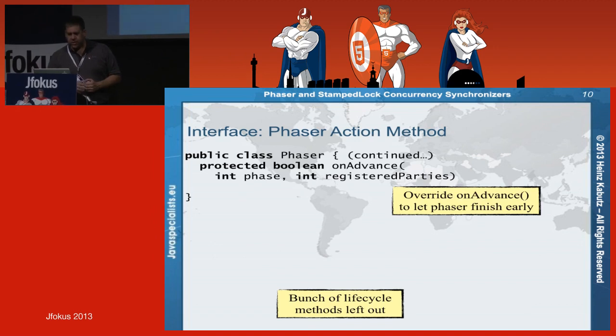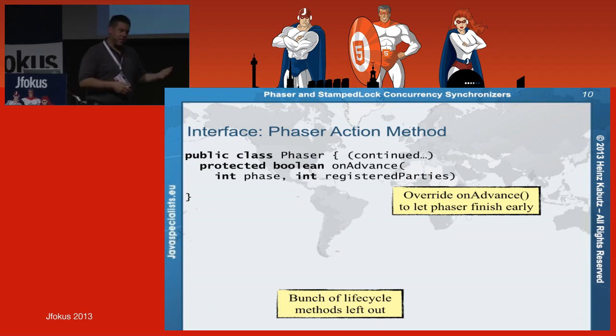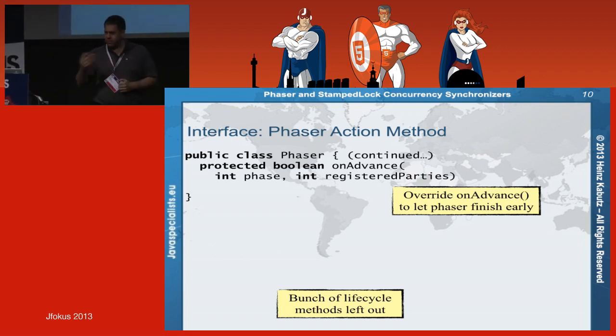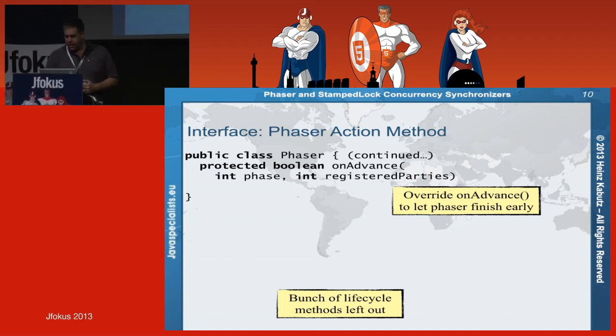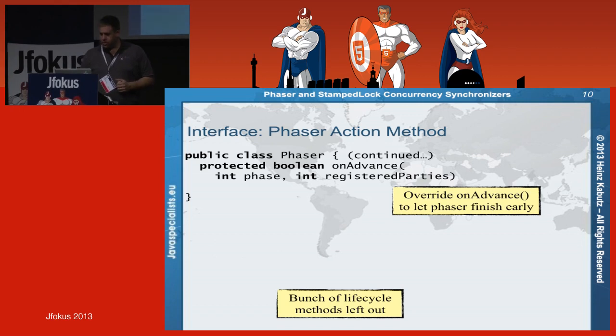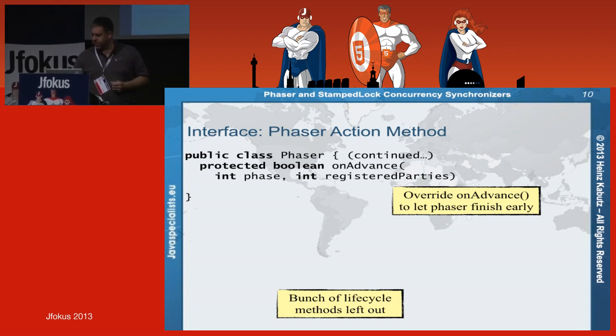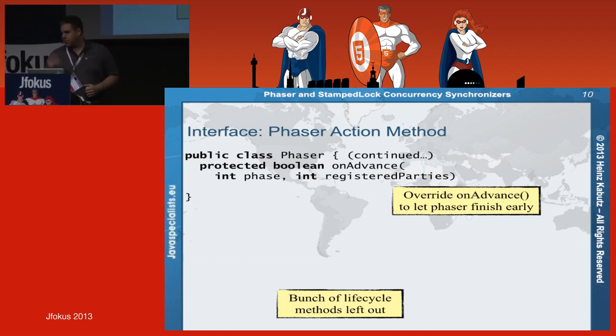There's another method which you might want to, if you have an action that you want to have at each cycle or at each phase, that's where the name comes from, as you go through different phases, then you can override the onAdvance method, and that then gives you the opportunity to execute an action whenever you reach that particular point. Okay? And there are a bunch of other methods which I've left out, which are for managing the life cycle if you want to.